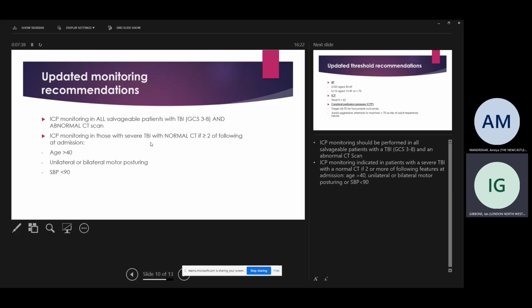So when it comes to monitoring, there are specific guidelines about when we should carry out intracranial pressure monitoring. They say it should be in all patients with a TBI and abnormal CT scan. But if they have a normal CT scan, then if 2 or more of these criteria are met, we should also do routine intracranial pressure monitoring.